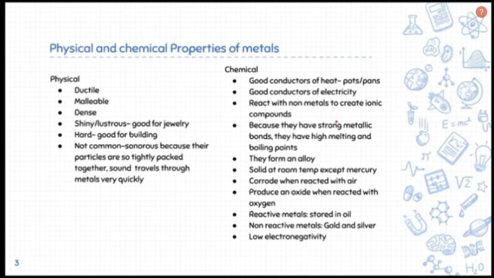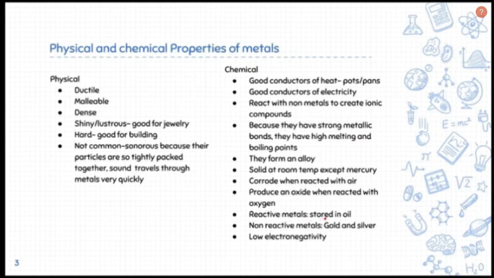Because they have a strong metallic bond, they have high melting and boiling points. They also form an alloy, which is a harder substance created from two metals. They're solid at room temperature with the exception of mercury, which is found in a liquid state. They corrode when reacted with air. They produce an oxide when reacted with oxygen.